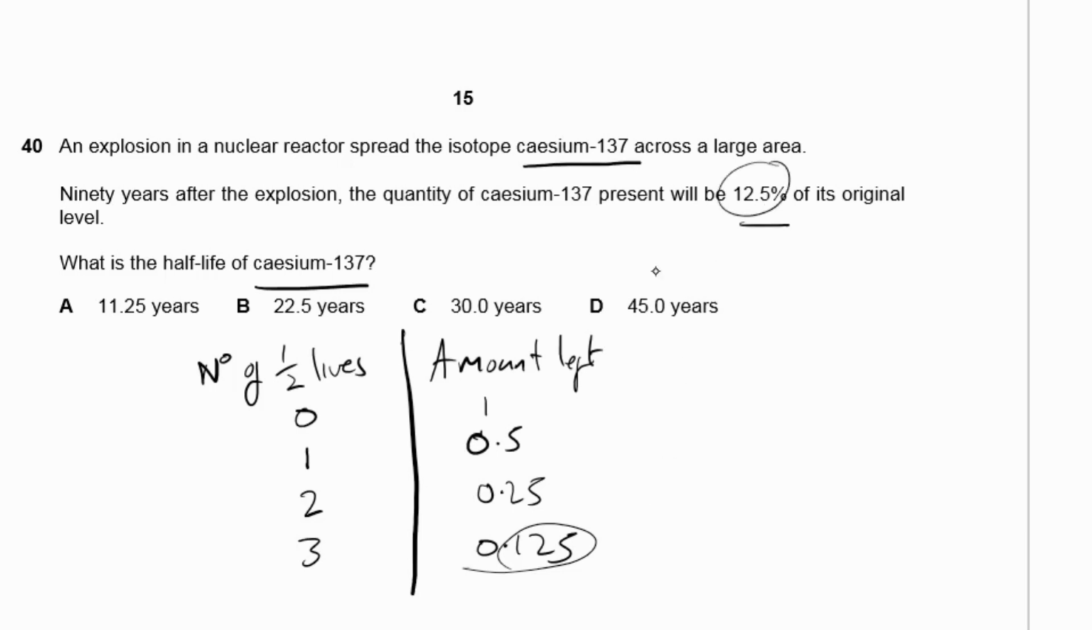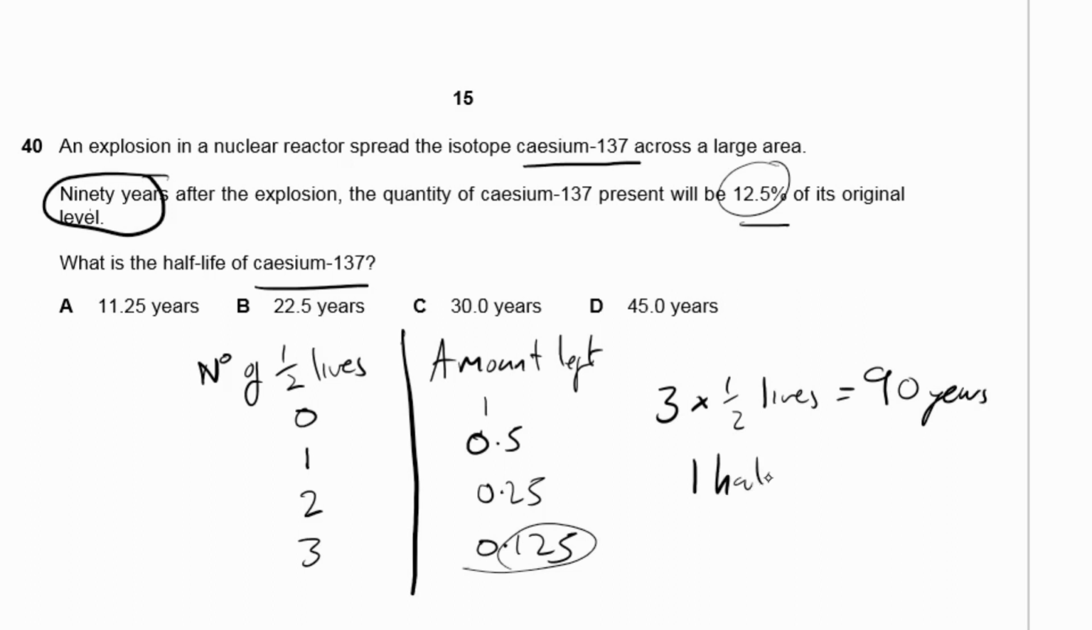So it's been 3 half-lives in a time of 90 years. So 3 half-lives is 90 years. So 1 half-life is 90 over 3 years, which is, of course, 30 years. There we are, 30 years. Option C. Job done. Well done, everybody.